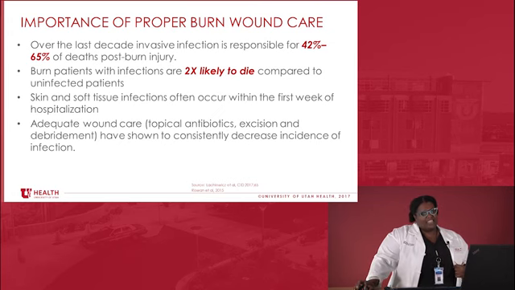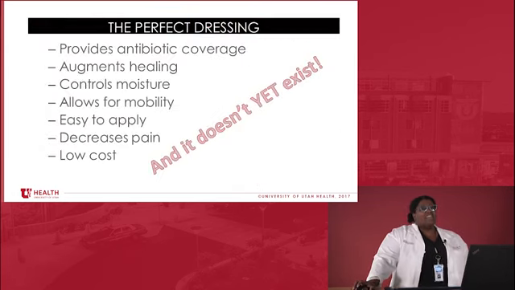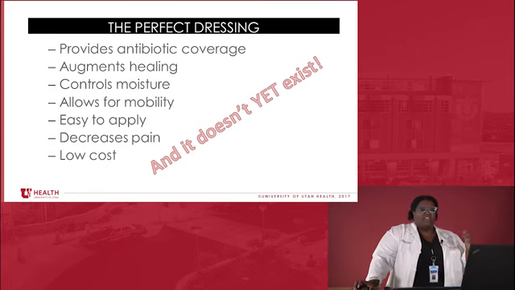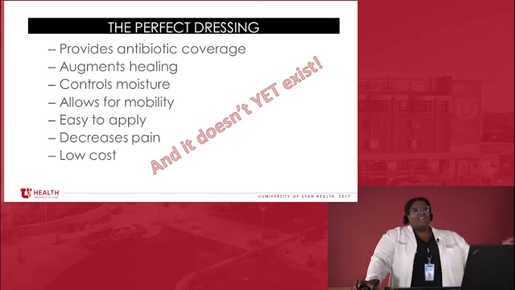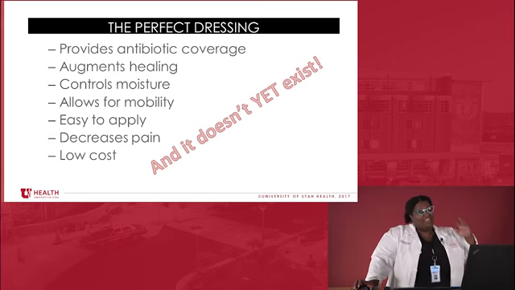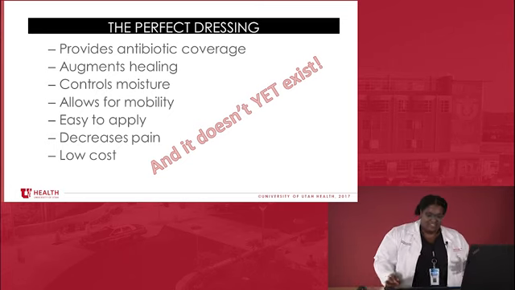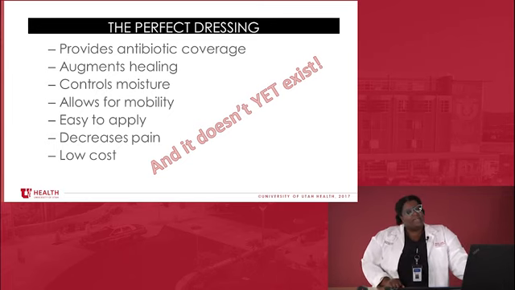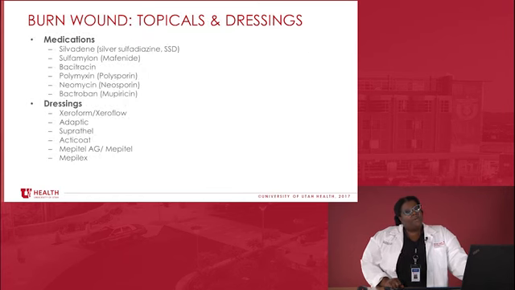And so we always like to think about the perfect dressing, right? What would be the perfect dressing? Well, it would have some antibiotic coverage. It would make it heal faster. It would control the moisture. It would allow for mobility. It would be easy to apply. It would decrease pain. And it would be at the low cost of nothing. It would be free. We look for that, but it doesn't exist yet. We're still working on that. We're still behind at times, but that's where we are. So we do have some burn wound topicals and dressings that we use pretty commonly.